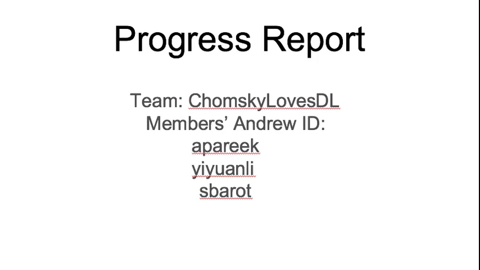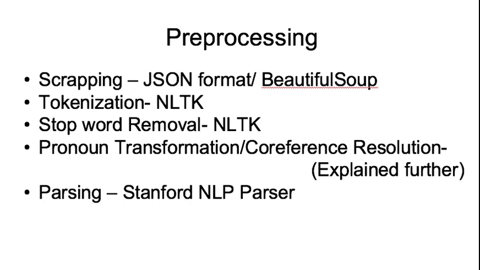Progress report for ChomskyLovesDL. We start our discussion with the pre-processing steps needed for question generation. The first step is scraping. So if the Wikipedia articles are in JSON format, we plan to use the Beautiful Soup library to extract the text present inside tags such as H and P.